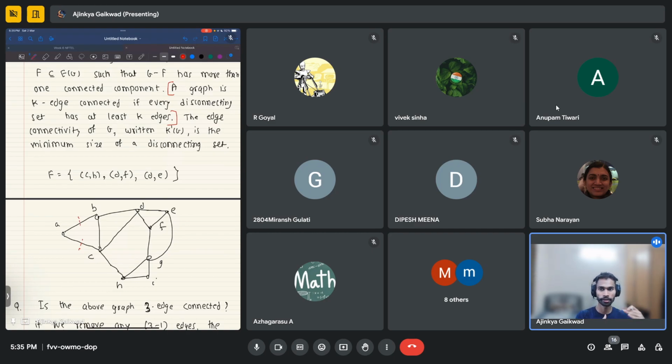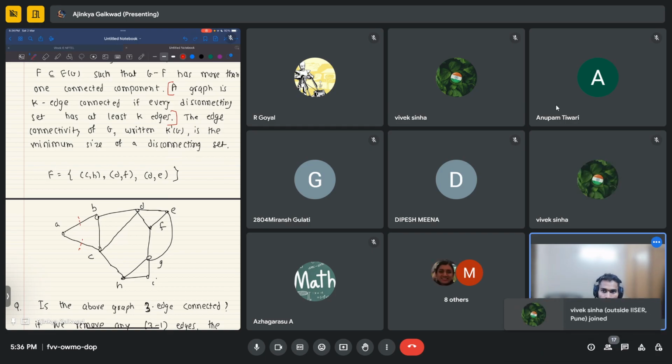This is just a language difference, but this is what it means. If you remove any k minus 1 or fewer edges and the graph remains connected, then I will say that the graph is k edge connected. I am just changing the language, but what I'm saying and what is written there is equivalent. What I'm saying is easier, at least for me, to understand, but if you want to use this definition or what I am saying, you are free to use it.